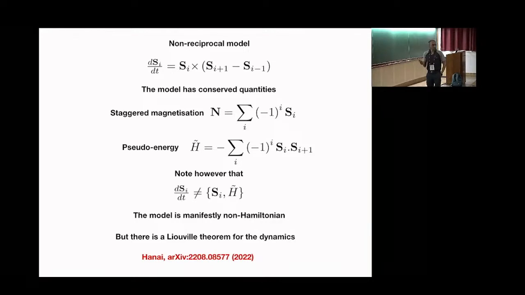So instead of the magnetization, it's the staggered magnetization that is conserved in this model. And similarly, there is a staggered version of the energy, which turns out to be conserved, which we call the pseudo energy. So you can show that this dynamics actually conserves both of these quantities. Note, however, that even though you can write down a pseudo energy like this, you cannot derive the dynamics from considering the pseudo energy to be a Hamiltonian using the usual Poisson bracket structure. So this model is manifestly non-Hamiltonian.